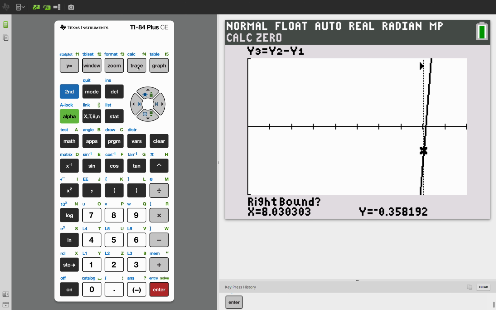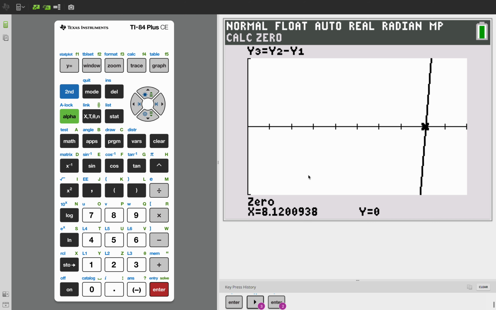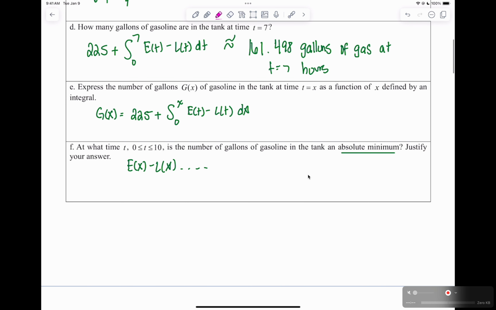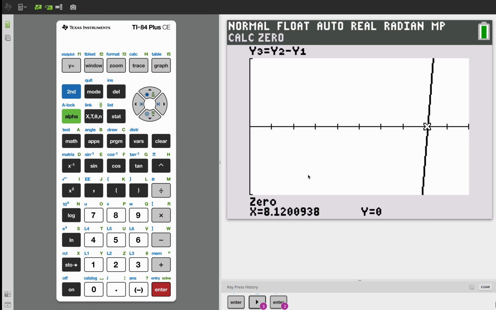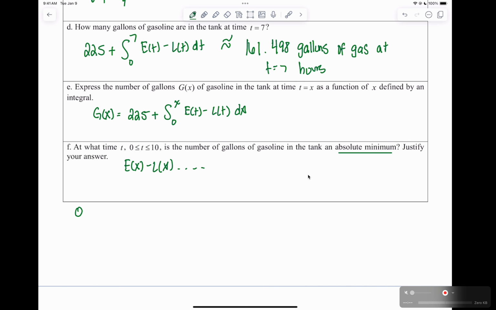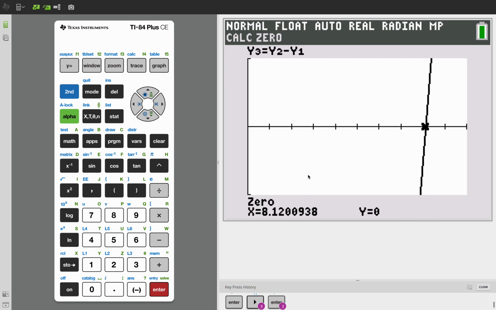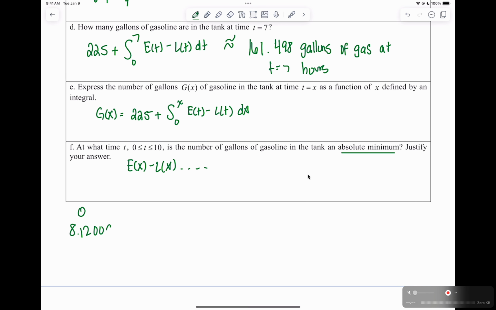Okay, there it is. On my right bound, I guess. You can see that my 0 is going to be 8.1200938. So remember that since this is an absolute minimum, I need to include my endpoint. So I have 0, I have 8.12938, and then I have 10.